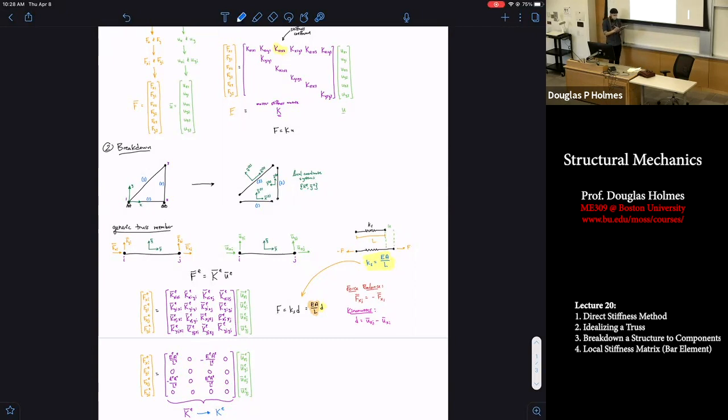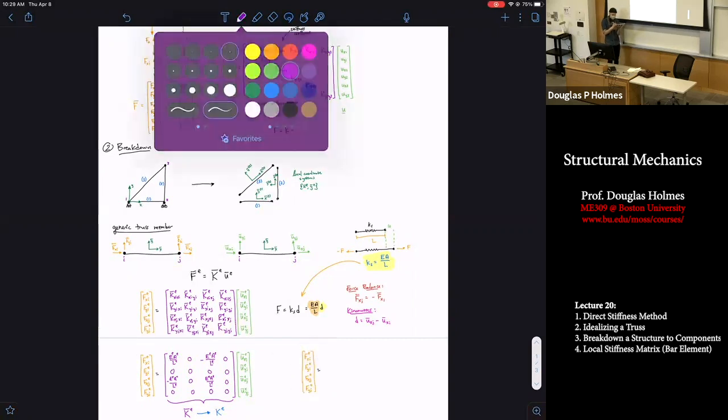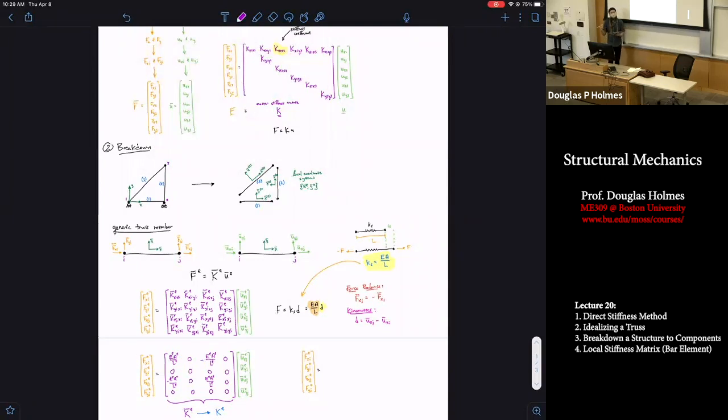You'll often see this written more compactly as this. And if you're coding this in MATLAB, if this is a cleaner way to do it, you're going to probably just pull that out and have it multiply a nice matrix of ones and zeros.